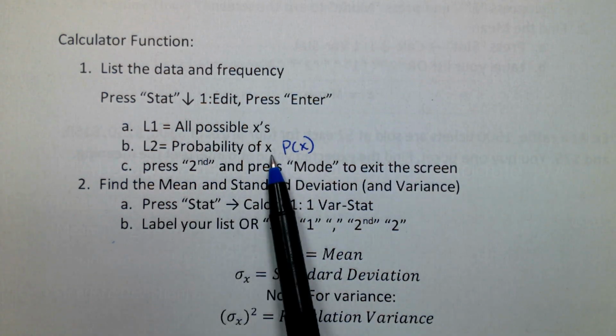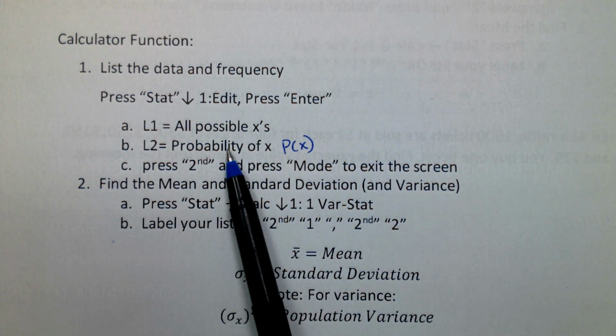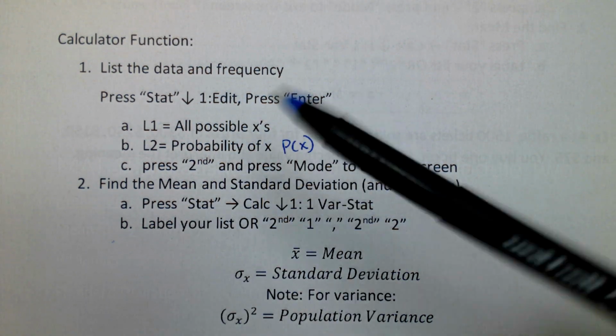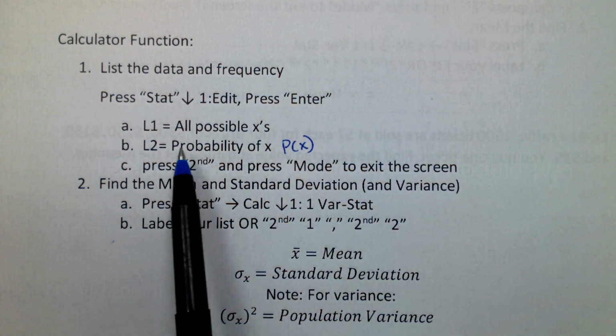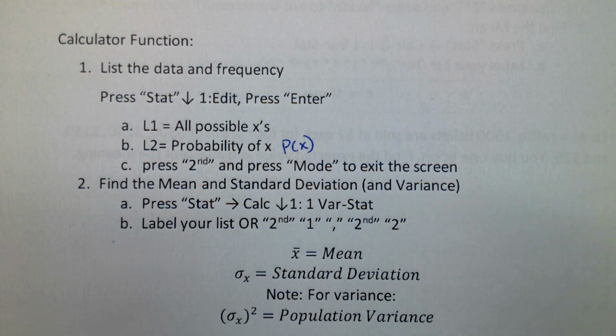And if you do the calculator calculating your probabilities, you'll probably want to put your frequencies in L2 and your probabilities calculated in L3. But I just suggest you put them in the L2 so that the calculator will do what it's supposed to do.